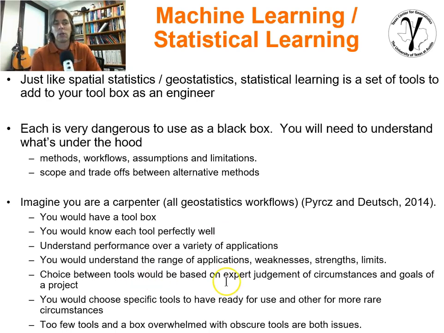He would make choices between tools based on expert judgment and circumstances and goals of the project. You would choose one that you're ready to use. If you were to build a toolkit, you would choose to put in the toolkit the tools that you need to have ready to use. Now, there might be other tools that would be rare, ones that maybe you weren't as familiar with. You probably wouldn't have them in your toolkit. You have them back in the shop. Because if you had too many tools in your toolkit, your box is overwhelmed with a bunch of obscure tools. And if you have too few tools in your toolkit ready to go, you're not going to be much of a practitioner. You're not ready to solve a wide range of problems. And so there'd be a trade-off.